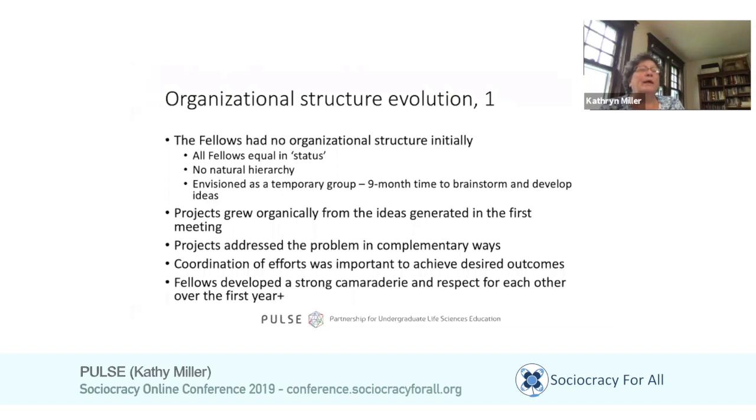And so we started to think about, well, how do we coordinate these things? We have no governance structure. We don't have anything.